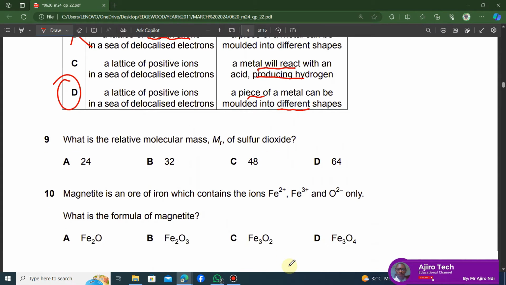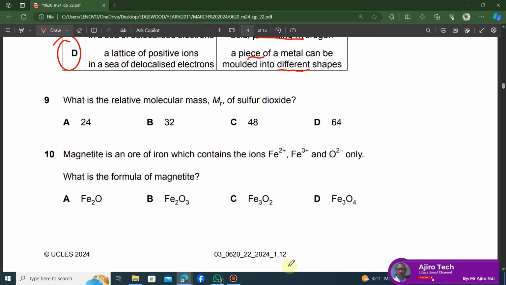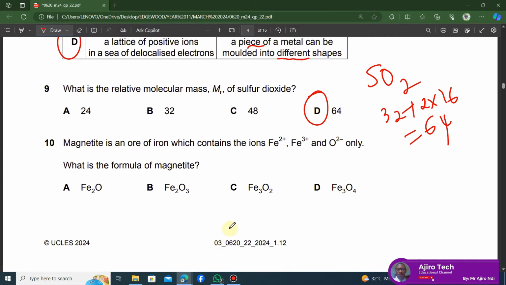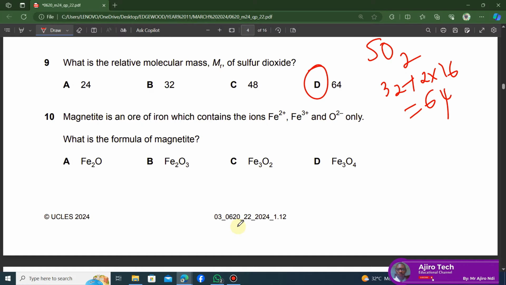Okay, so question 9, what's the relative molecular mass of sulfur dioxide? So sulfur dioxide is SO2. Now sulfur is 32 plus 2 times 16 for oxygen. So we're going to have 64 for sulfur dioxide. So for question 9, the option is D. Now magnetite is an ore of iron which contains iron 2, iron 3, and oxygen ion only. What's the formula of magnetite? So the formula of magnetite is basically Fe3O4.